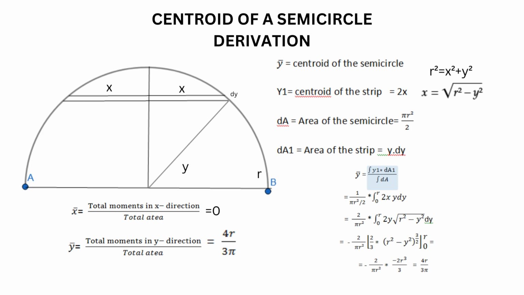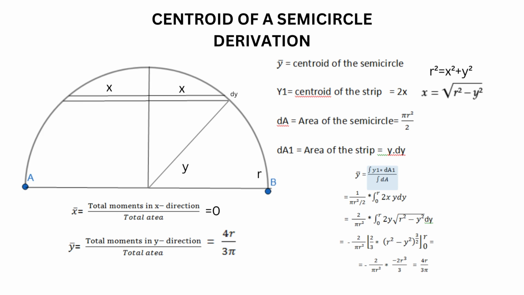Integral of dA's area, which is 1 by pi r squared divided by 2, into integral 0 to r 2xy dy. So you just substitute the value and then integrate. You get 2 divided by pi r squared into 2 by 3 into r squared minus y squared whole raised to 3 by 2 with the limit 0 to r, which is equal to 2 by pi r squared into minus 2r minus 2 by pi r squared into minus 2r cubed by 3, which gives the value 4r divided by 3 pi.